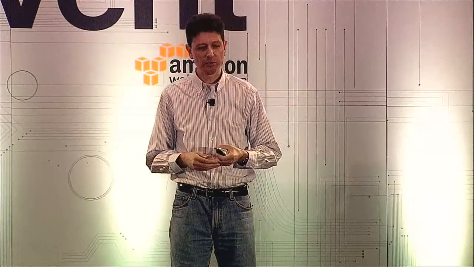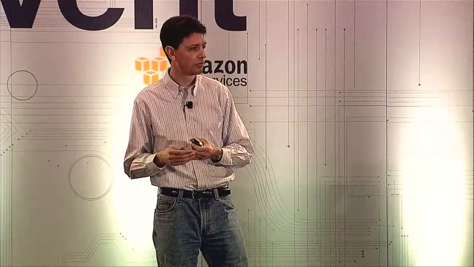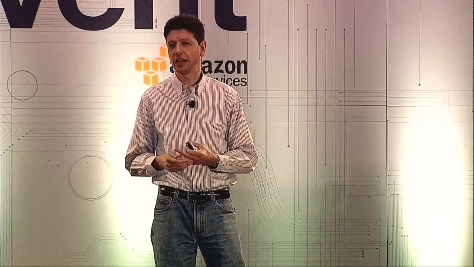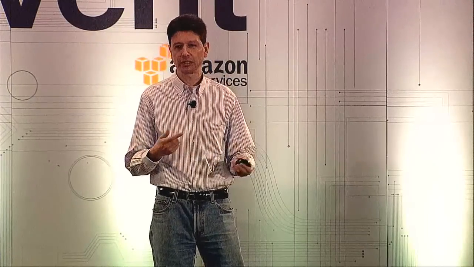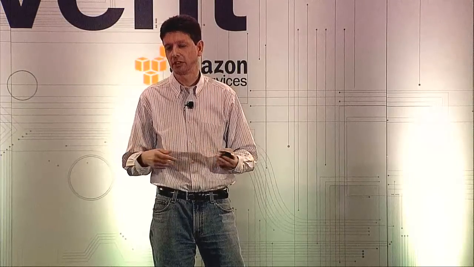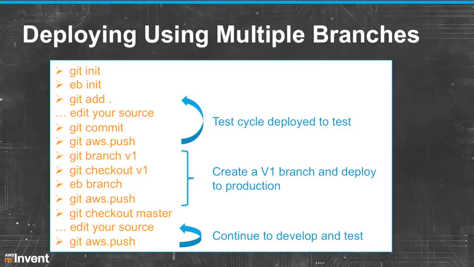So I may push the V2 branch to my production environment, decide that that wasn't the right thing to do, flip back to the V1 branch and repush, and that'll repush the V1 branch to production. So it gives you a way to manage branches and be able to associate different environments with different branches.